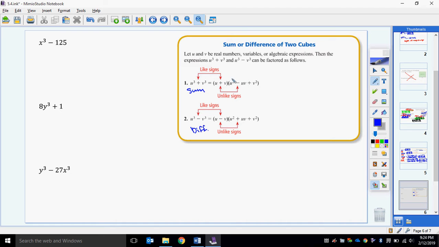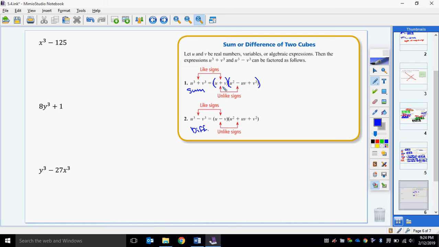Well, let's look at the sum. It says you can break it up into a binomial and a trinomial. In your binomial, you're just going to take the u value plus the v value. In your trinomial, you need to square the u, put it in the front, square the v, put it in the back, and make sure the back is an addition sign. And in the middle, you're going to write minus a u times a v.